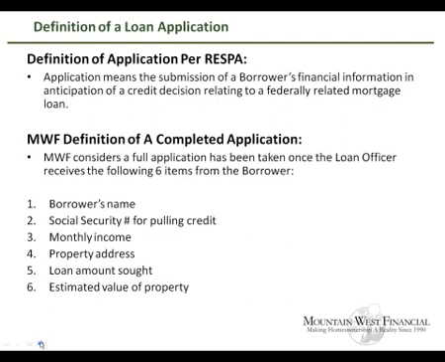Although I've only listed 6 items, it's important to mention the importance of taking a full application and verifying that all sections of the application have been completed. The 6 items that I have listed are key components. However, they are not all the information that is needed on the loan application in order to process the loan.